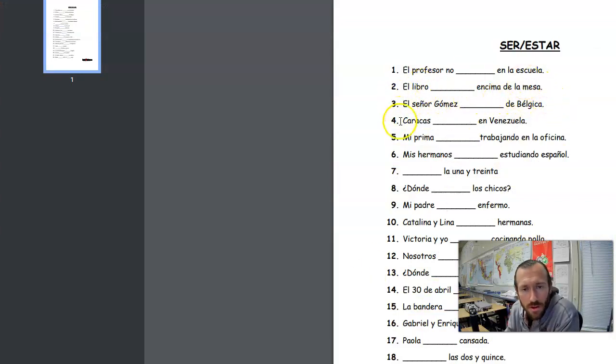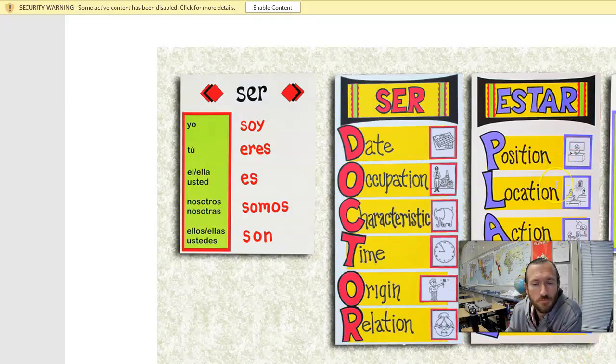Let's do one more together. Caracas blank in Venezuela. Caracas is the capital city of the country of Venezuela. Caracas is in Venezuela. Location, yeah? Talking about a city, we're going to use está.